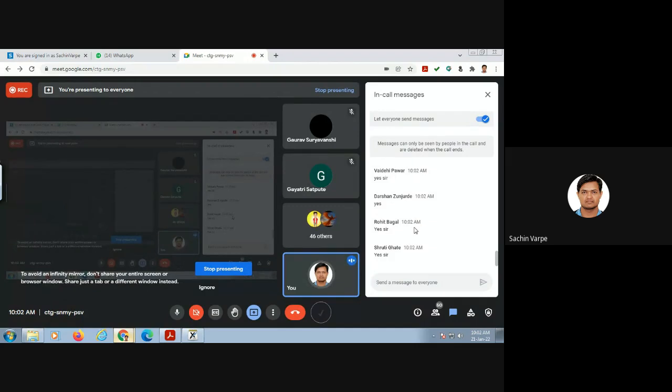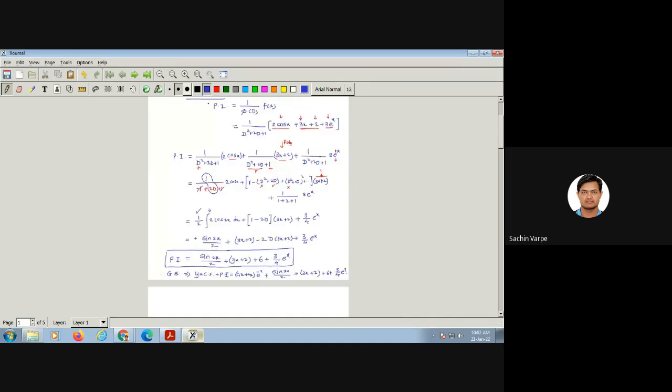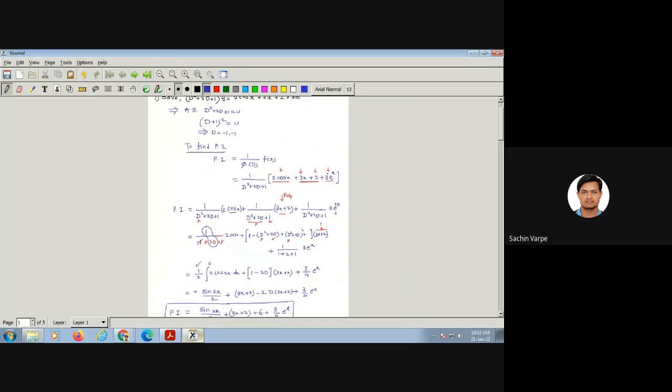Only 2 people have replied, Rohit and Shruti. If the others have any problem, please ask. You can see the whole solution and then you can ask if you have any doubt. If you separate 3x and 2 also, then also you'll get the same answer, don't worry.